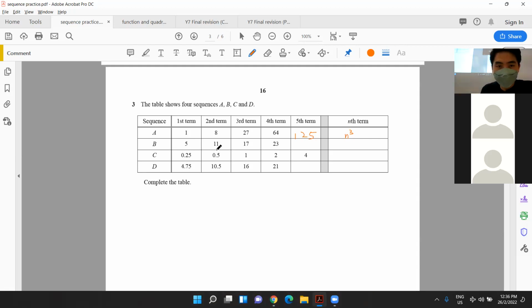This is 6, 6, 6, 6. So this is 29. Then you have 6n minus 1.